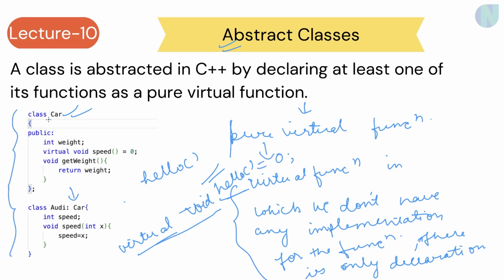So here is a class Car. Car is a class which has int weight, and then there is a speed, and there is also one method called getWeight.